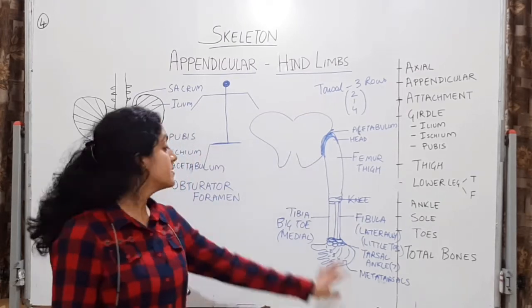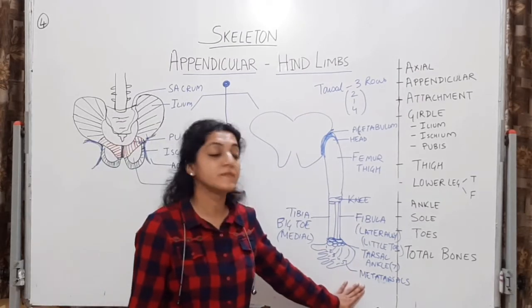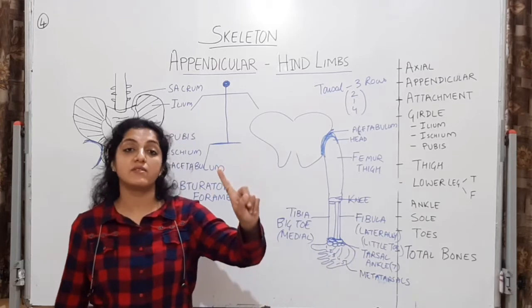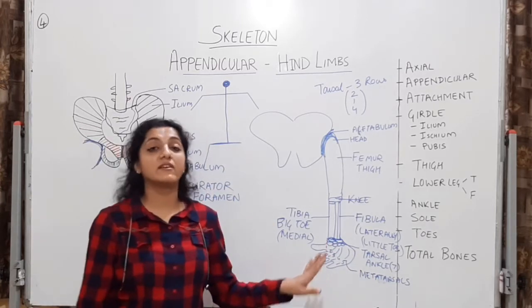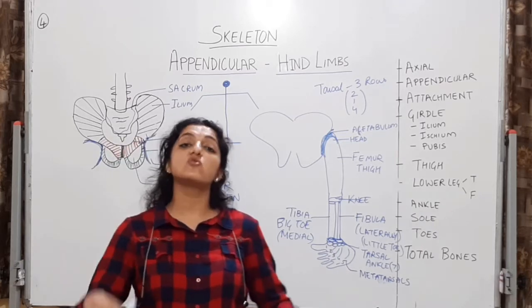So this you have to remember. This number is going to be same. Only one number has a difference, that is the number of tarsals. Okay, and then again you will have the phalanges, which will be the bones of the toes.